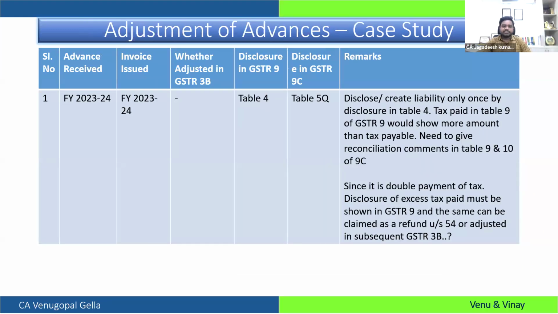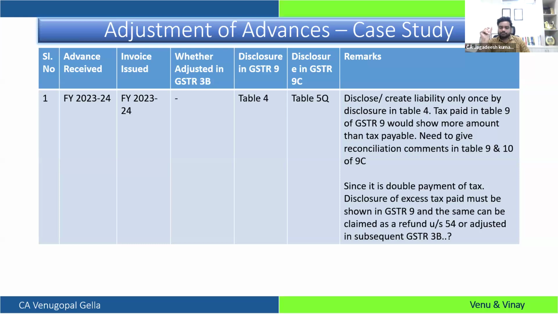Now coming to the adjustment of advances. At the time of receipt of advance on services, you have paid the tax. Again, on that advance, you have raised the invoice. On the invoice also, you have paid the tax without adjusting this advance. You have forgotten to adjust that advance. So on the same transaction, you have paid the tax twice. You have not rectified this. So how do we report this type of transaction?